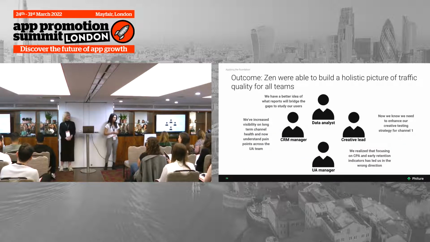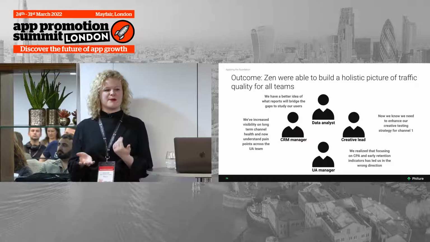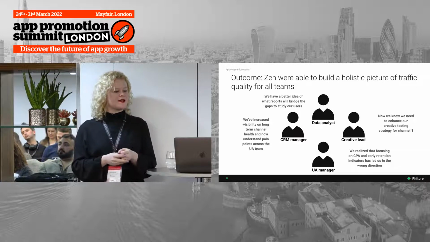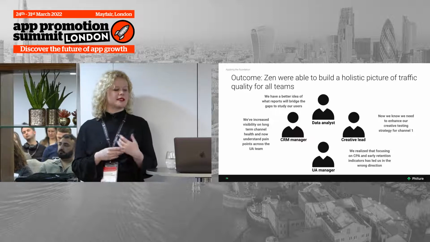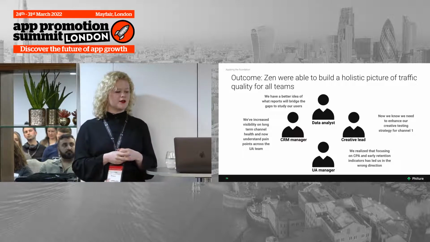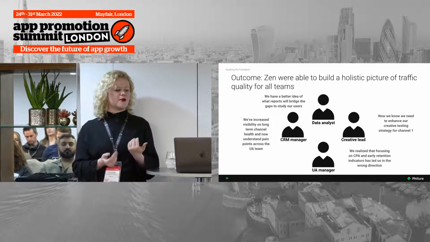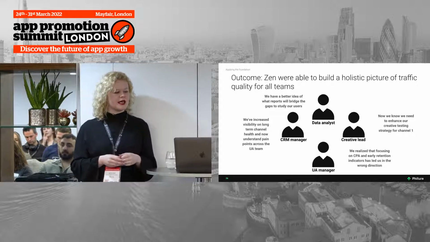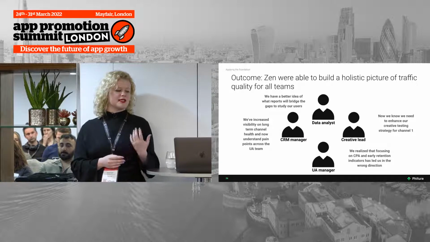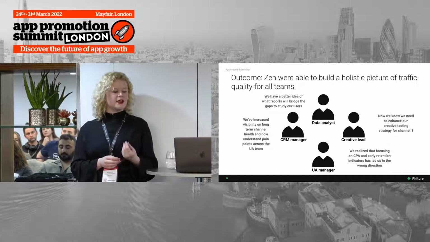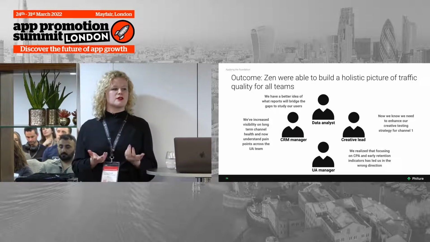Yep. So if we were to recommend this to a client like Zen, for example, and they were to implement all of these strategies and have this foundation in place, the outcome is basically happier teams that are working together. That's obvious. But things like, for example, the CRM manager would be able to say, we've increased visibility on long-term channel health and now understand the pain points across the UA team. The data analyst would say, we have a better idea of what reports will bridge the gaps to study our users. The user acquisition manager is also happy and would be able to say something like, we realize that focusing on CPA and early retention indicators has led us in perhaps the wrong direction.